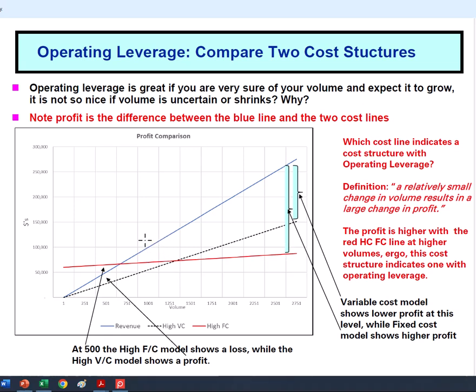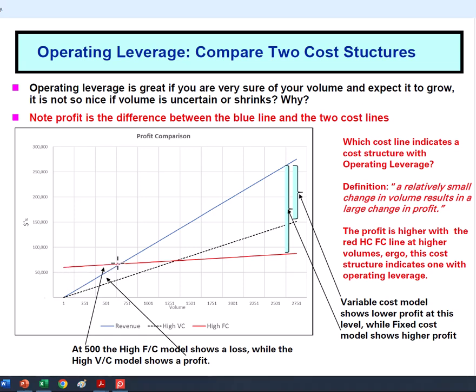Well, let's say you're uncertain about your volume. So let's look then. Here in this area, we're losing money, right, with the high fixed cost model. So in our high fixed cost model, we start off with high fixed costs, we lose money here.